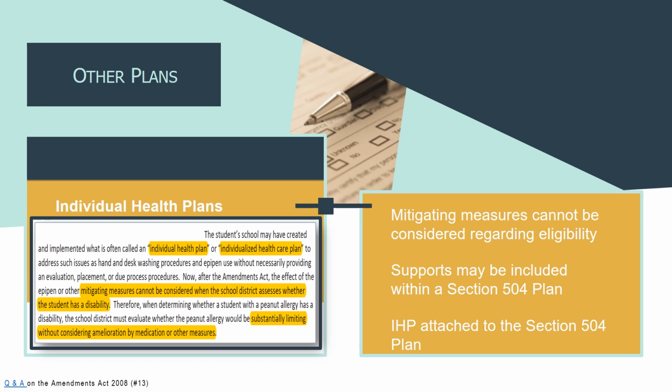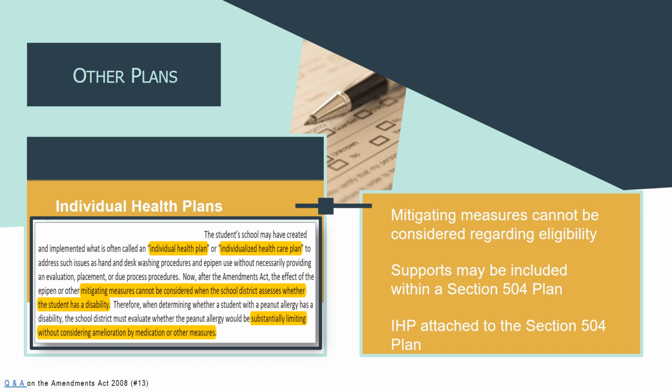Due to the shift in 2009, students served on an individual health plan, which is also called an individualized health care plan, may currently meet the definition of disability under Section 504 because mitigating measures cannot be considered. Such students would then gain access to Section 504 protections and procedural safeguards.